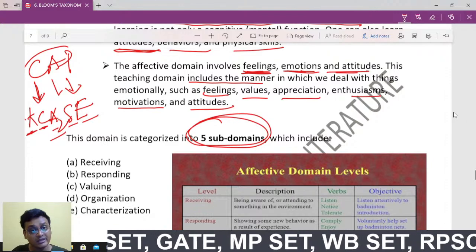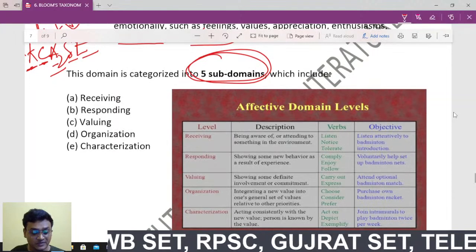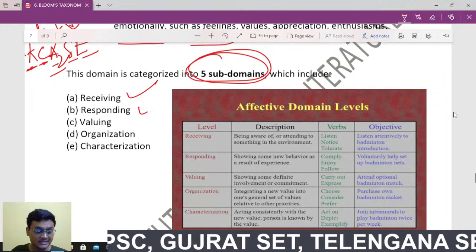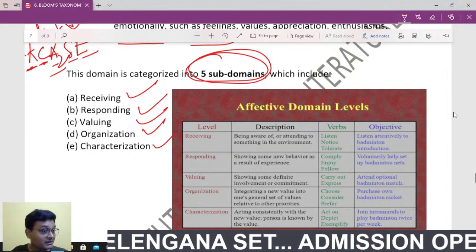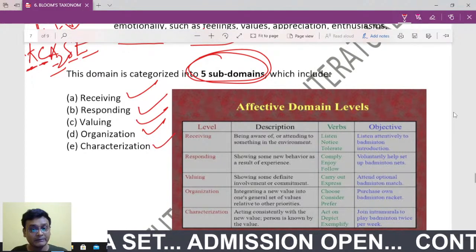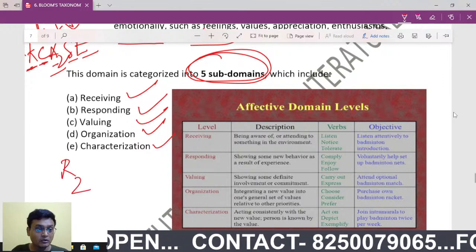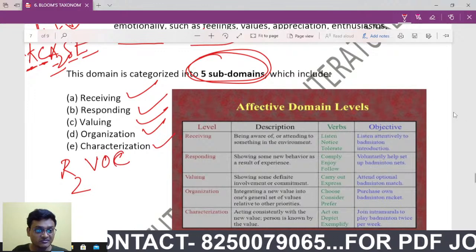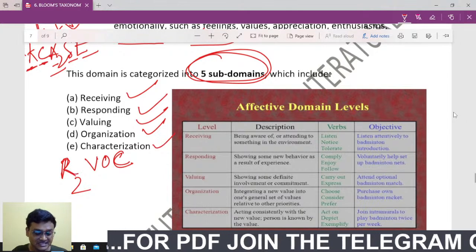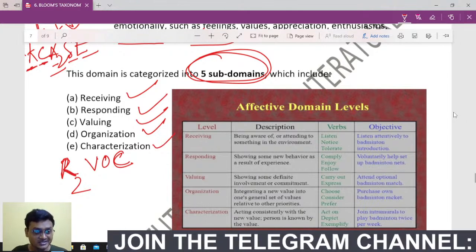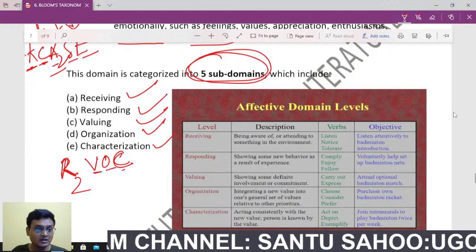Again, the affective domain is very important here. This domain is categorized into 5 subdomains: receiving, responding, valuing, organization, characterization. This can also come in the exam. What is the first domain? How to remember this? There is a trick: R2 and VOC. VOC is like the fast charger of a mobile. Look, R2: receiving first, then you can respond. So R2 is receiving, responding, then valuing, organization and characterization.